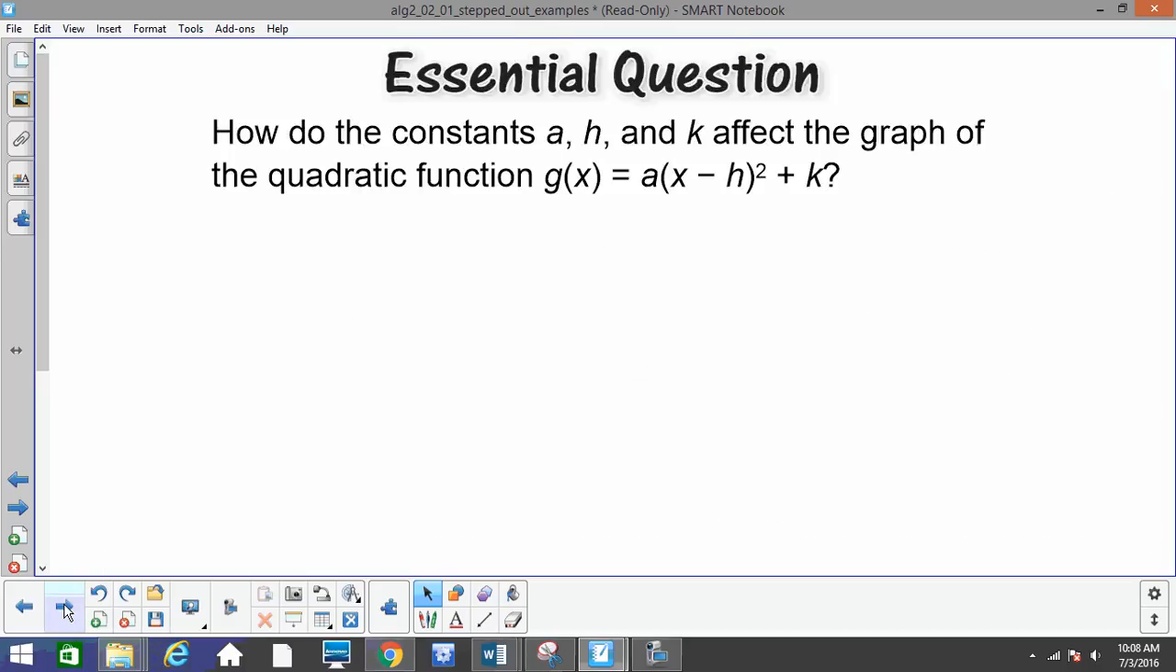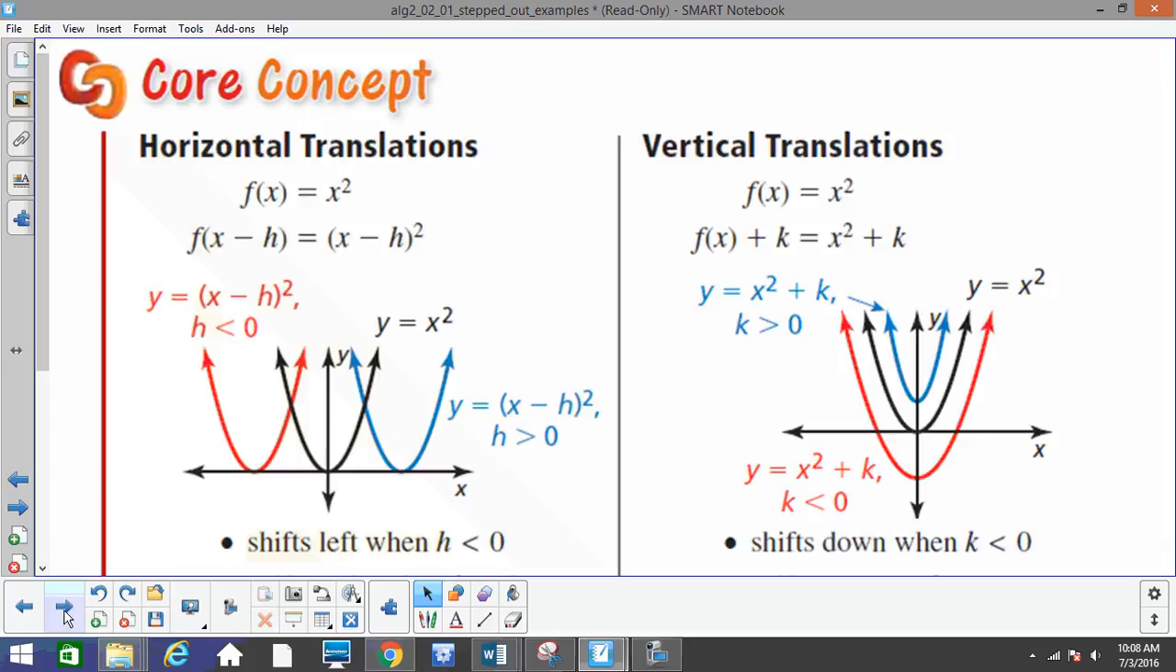So what we're going to be doing today is looking at transformations. We're going to be looking at what those constants a, h, and k do to affect the graph of a quadratic function. All right, first thing we're going to talk about are horizontal translations and vertical translations. If you're taking notes, you might want to pause for a second and do that.